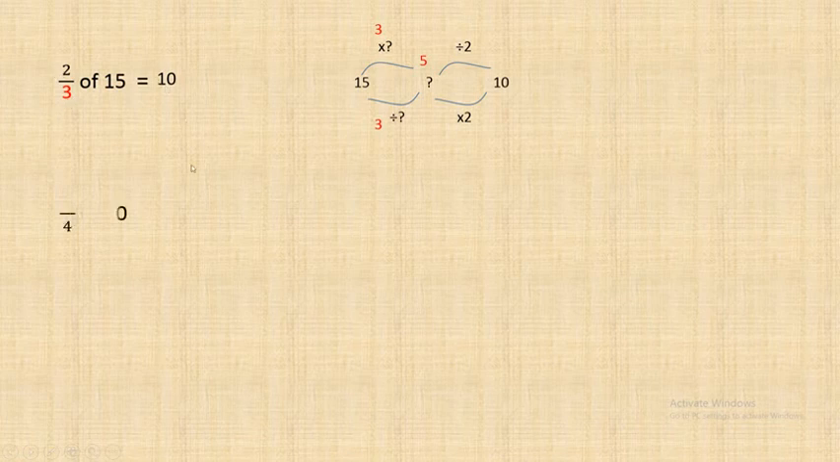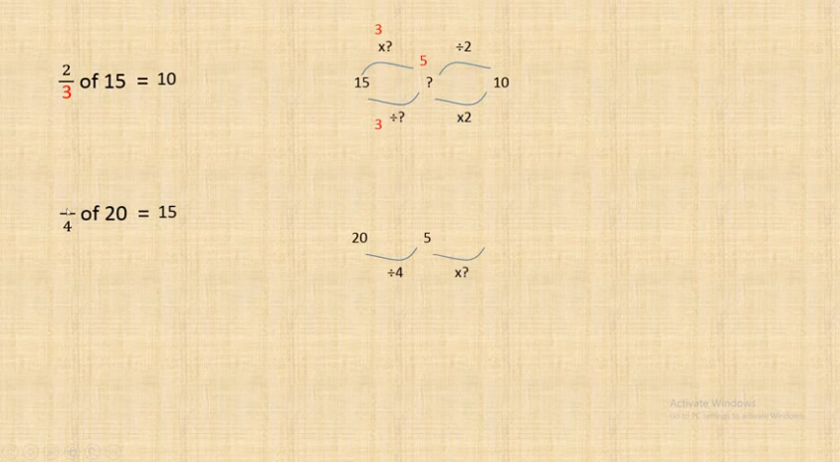Exactly. Okay, another question. Something divided by 4 of 20 is going to be equal to 15. The same thing. So I will make it here. 20 divided by 4 is 5. And this 5 I will multiply by something that I don't know. The answer is going to be 15. So let's do the inverse operation. 15 divided by something equals 5. Or you can think in another way, 5 times what equals 15? So it's 5 times 3.